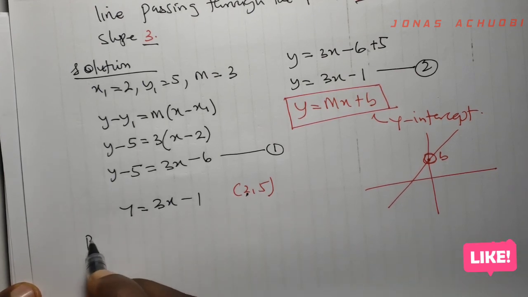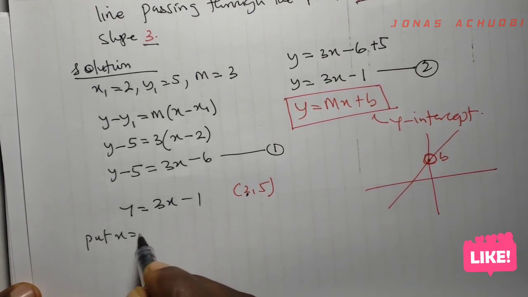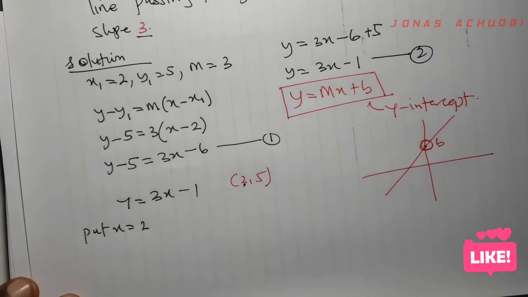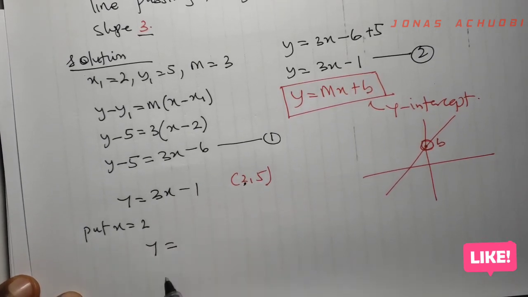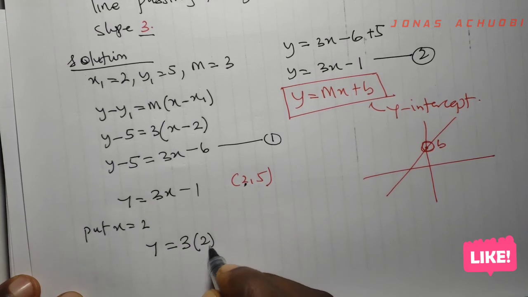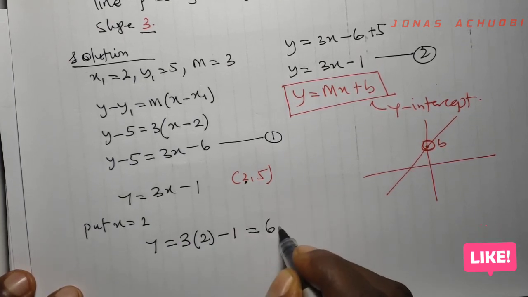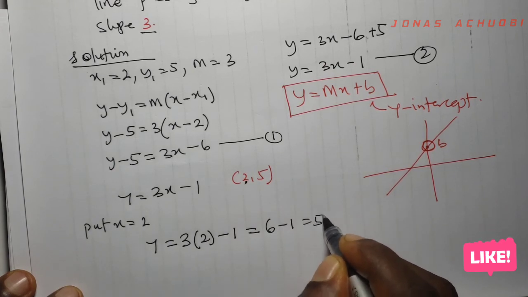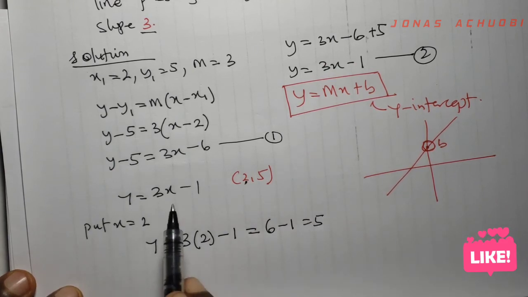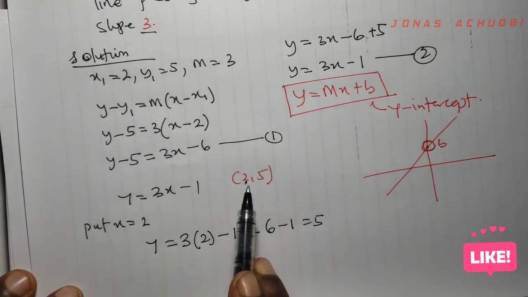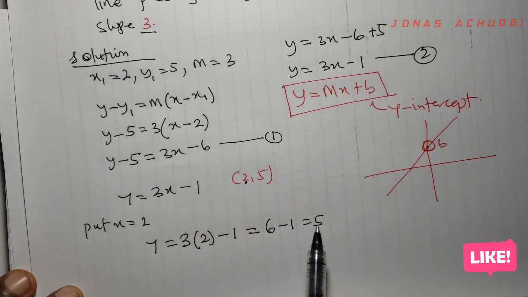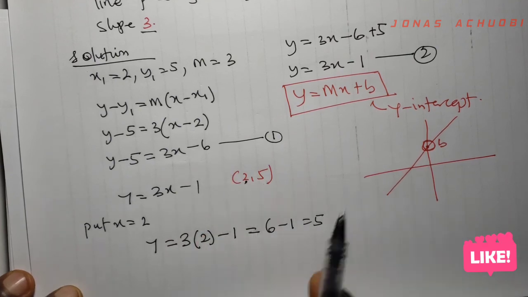So if we put x equal to 2 into this equation, what do we get? We get y equal to 3 times 2 minus 1. And that gives us 3 times 2 is 6, minus 1 equals 5. So we observe that when we plug in the x coordinate, which is 2, into the equation of the straight line, we get 5, which is the y coordinate.